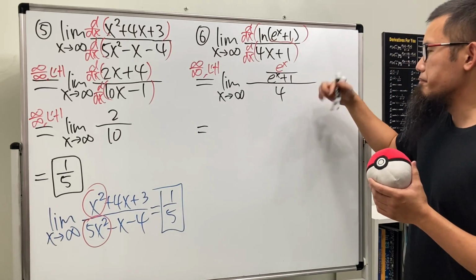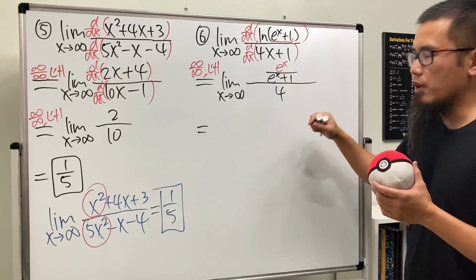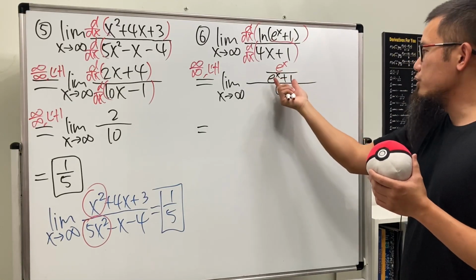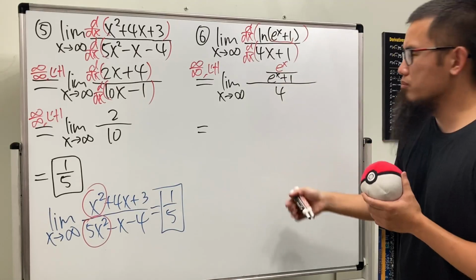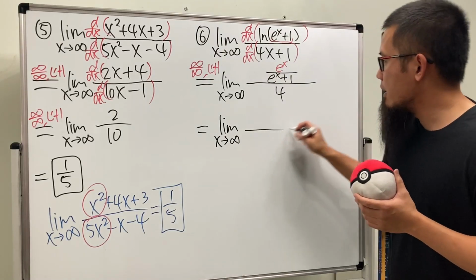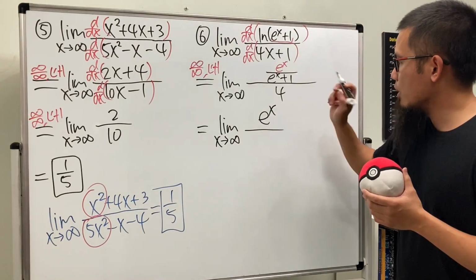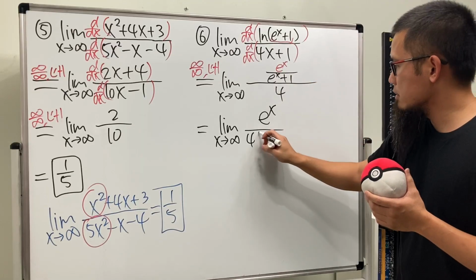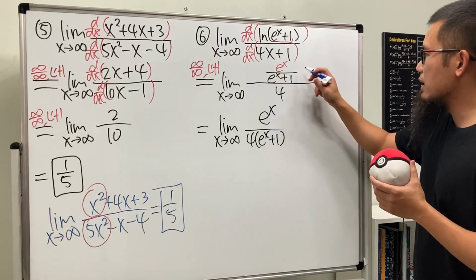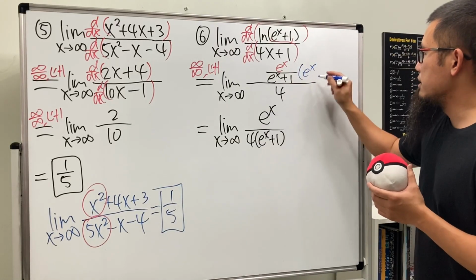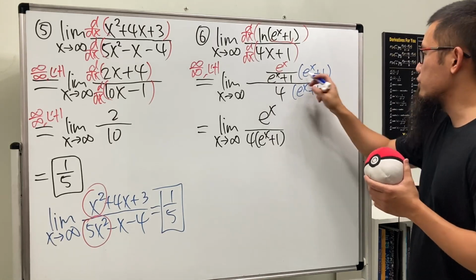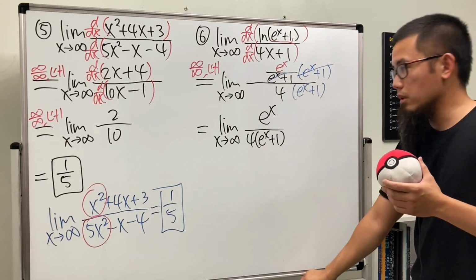What we can do depends on how you like to simplify your complex fraction. You can multiply the top and bottom by this denominator, or you can just drag this and put it here. That's all. So we are really just having the limit as x approaching infinity of e to the x over 4 times that. And again, the reason is that we are multiplying the top and bottom by this denominator so that we can fix the complex fraction situation. So that's exactly how we get that.